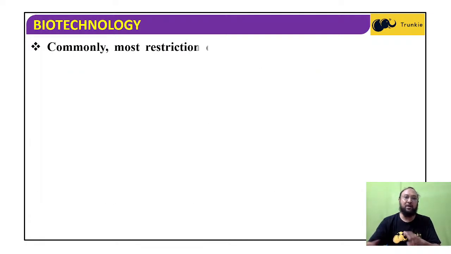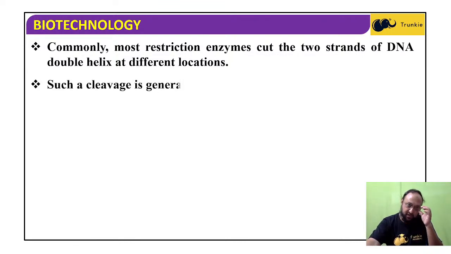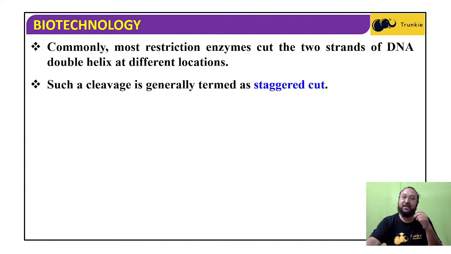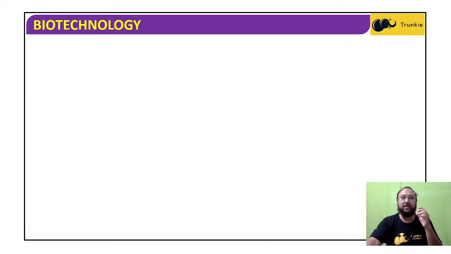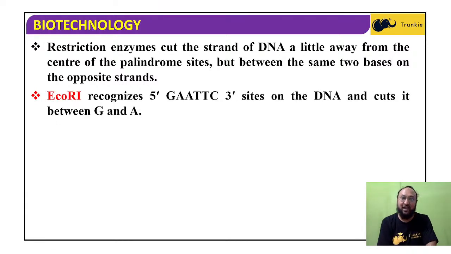Now, commonly most restriction enzymes cut the two strands of the DNA double helix at different locations. I will show you that also. Such a cleavage is generally termed a staggered cut. Staggered cut means not straight. Restriction enzymes cut the strands a little away from the center of the palindromic site, between the same two bases on the opposite strands, because they are not exactly on the same line. If you cut like this and then like this, it is slanting. So that is the staggered cut.